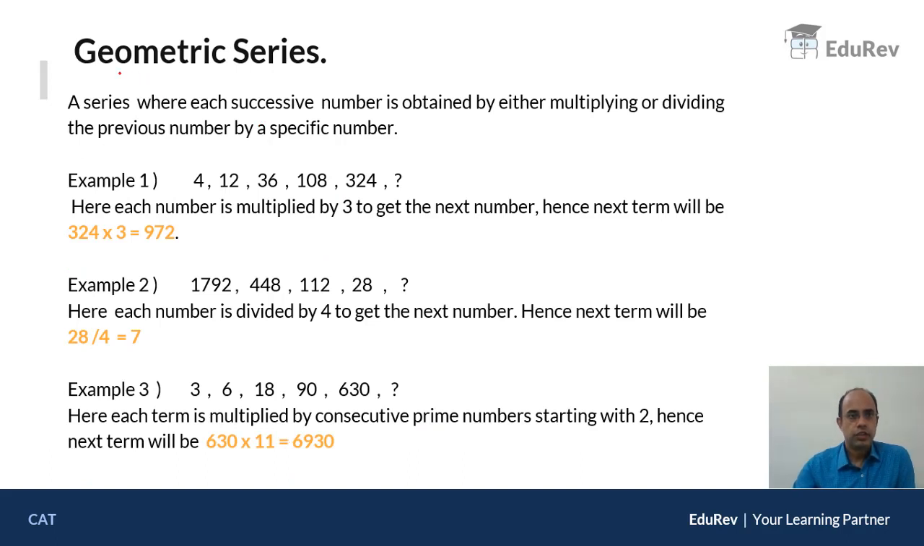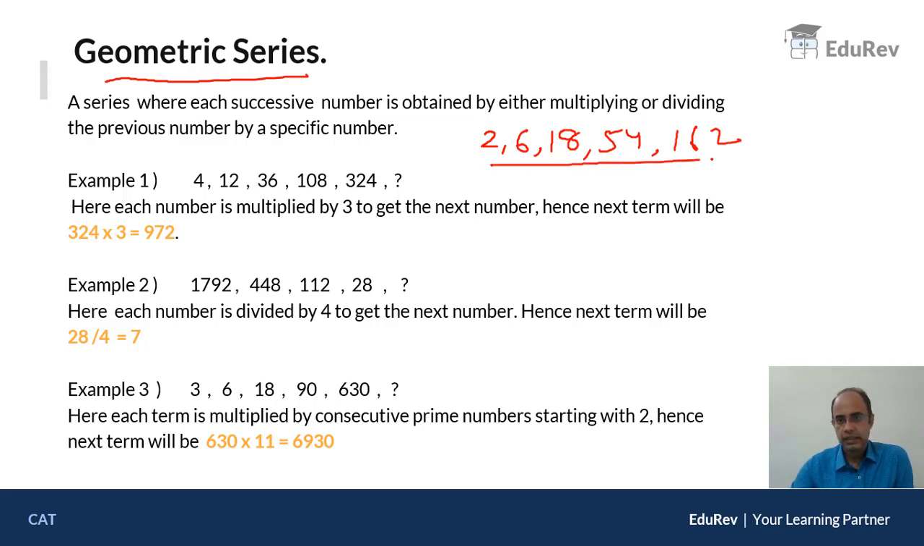Now, let us start with geometric series. You all would have read geometric progression. A set of numbers is said to be in geometric series if we multiply each term by a common number to get the next term. For example, 2 multiplied by 3 gives 6. 6 multiplied by 3 gives 18. 18 multiplied by 3 gives 54. 54 multiplied by 3 gives 162, and so on. So this series is said to be a GP series.